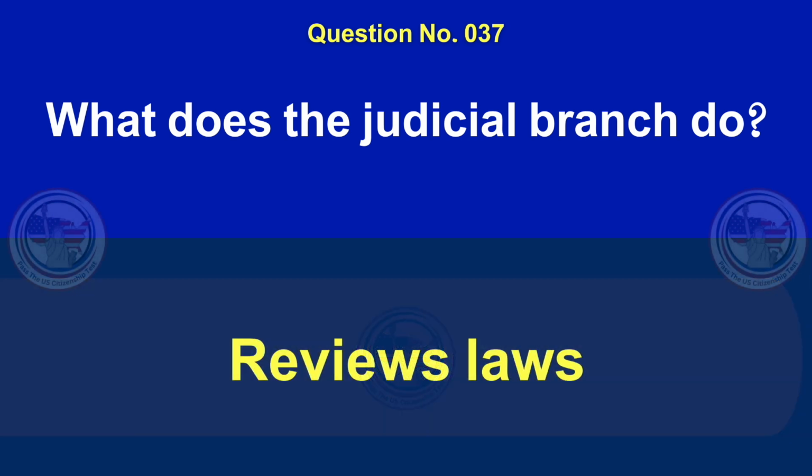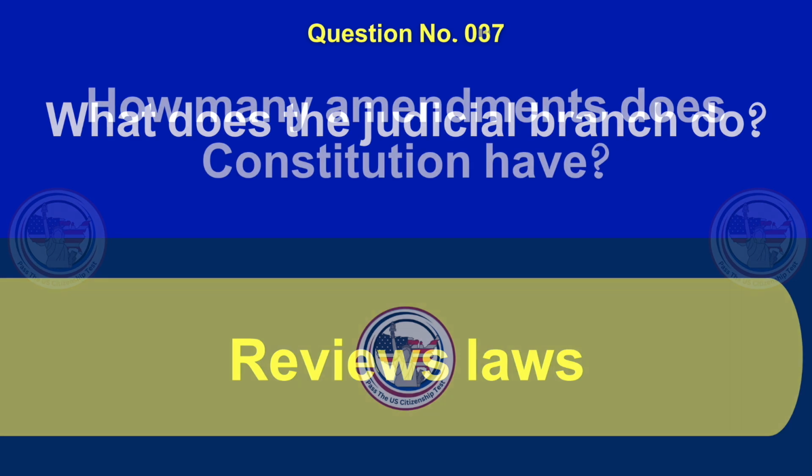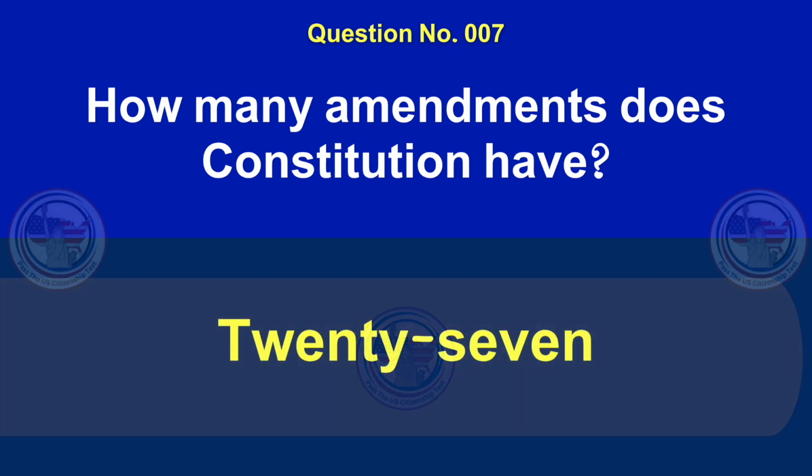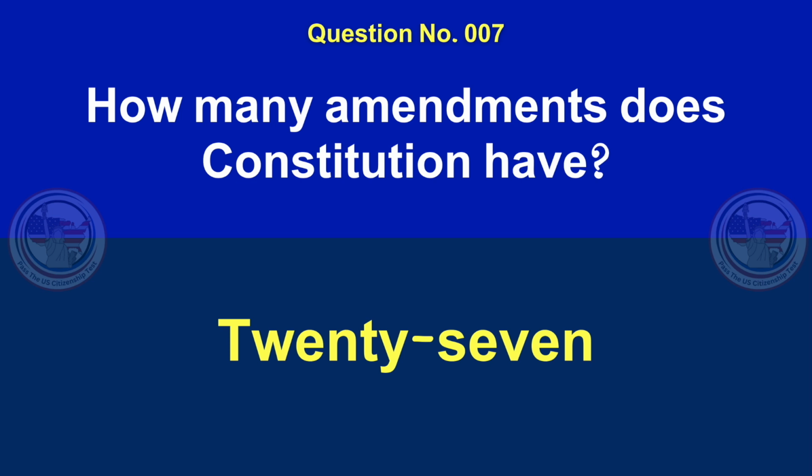What does the judicial branch do? Reviews laws. How many amendments does the Constitution have? 27.